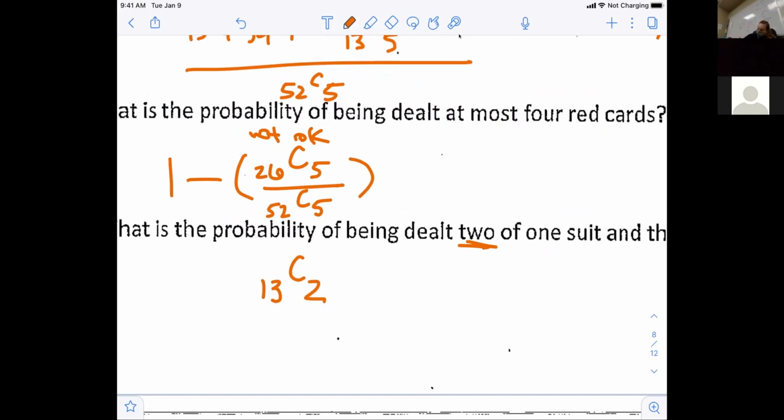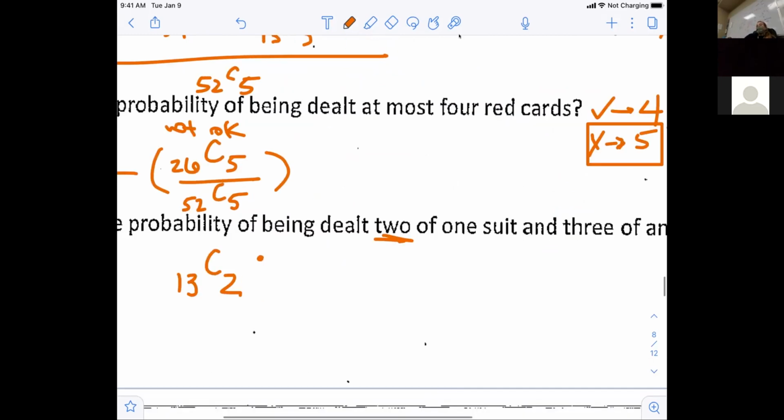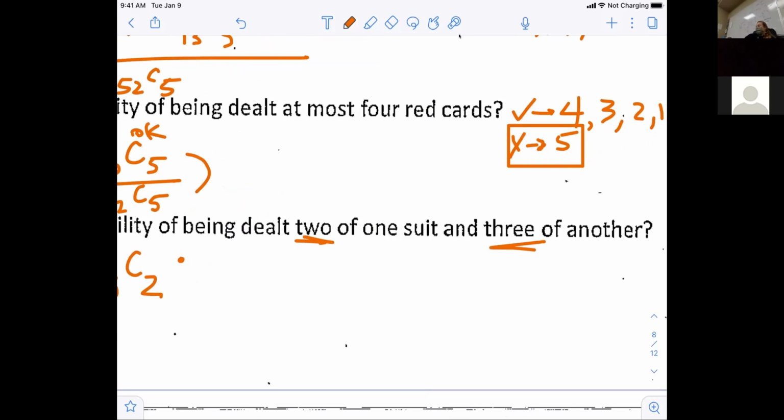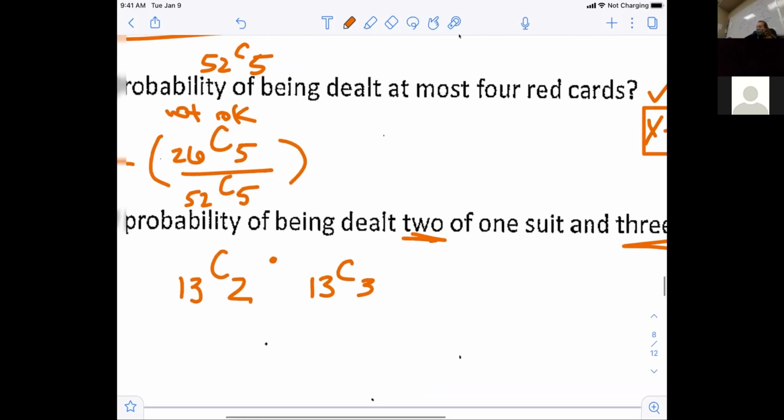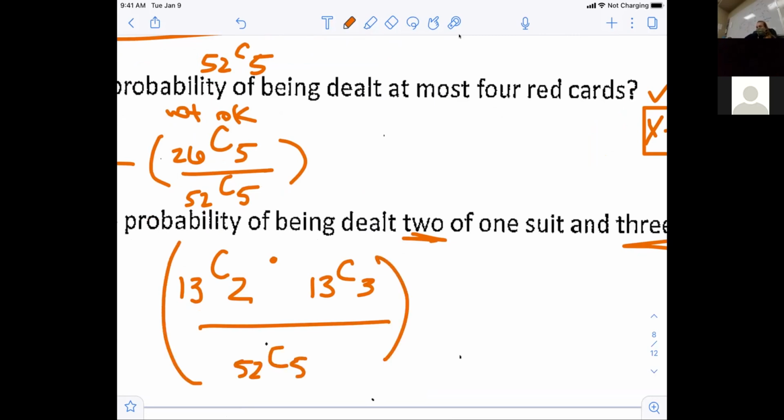Then I want 3 of another suit. So let's say it's clubs. How many clubs are there? And how many do I want? 3. So I did 13 choose 2 for hearts. I did 13 choose 3 for clubs. And I'm going to do all over 52 choose 5. Now I'm not technically done.